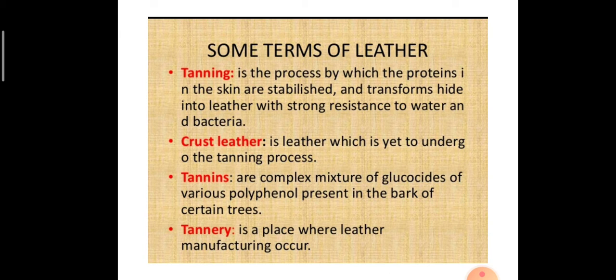So the proteins are of many types. The two important proteins are collagen and keratin. The next thing is crust leather. What is meant by crust leather? Crust leather is leather which is yet to undergo the tanning process.